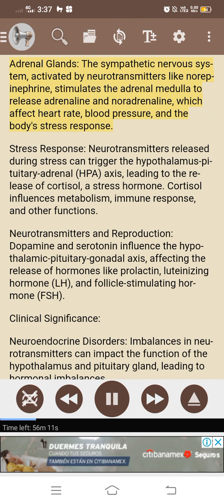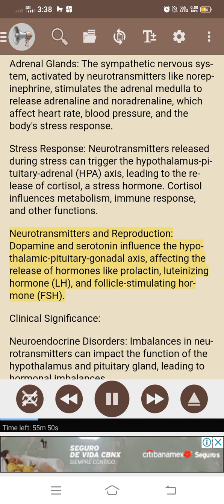Adrenal glands. The sympathetic nervous system, activated by neurotransmitters like norepinephrine, stimulates the adrenal medulla to release adrenaline and noradrenaline, which affect heart rate, blood pressure, and the body's stress response. Stress response. Neurotransmitters released during stress can trigger the hypothalamic-pituitary-adrenal (HPA) axis, leading to the release of cortisol, a stress hormone. Cortisol influences metabolism, immune response, and other functions.